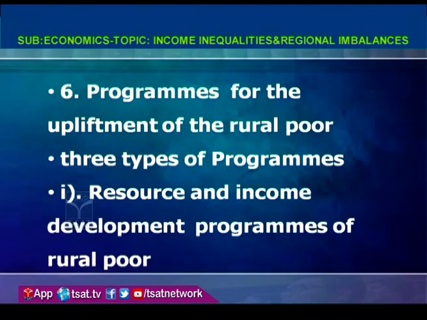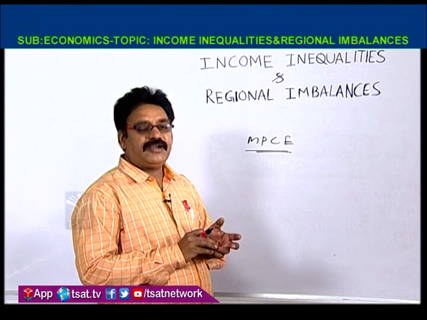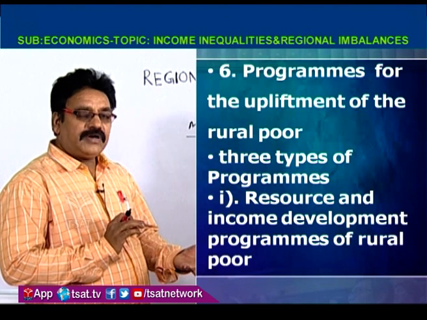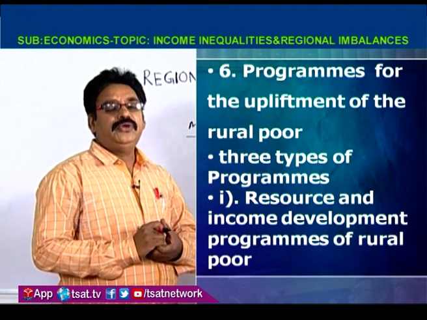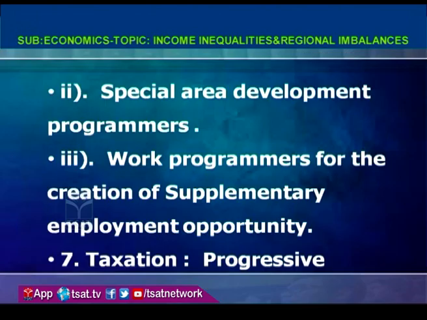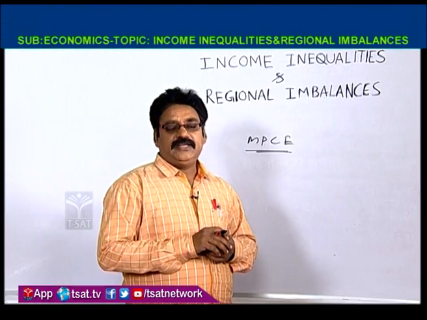Programs for the upliftment of rural poor. Three types of programs are there. First program, resource and income development programs. By providing employment opportunities, by providing self-employment opportunities, the government is concentrating on development of income and resources. This program is called resource and income development programs of the rural poor. And second one, special area development program, area-wise development. If that area is a backward area, special programs will be conducted, hill area development, drought prone area development, like this. Some special area development programs are also conducted by the government.